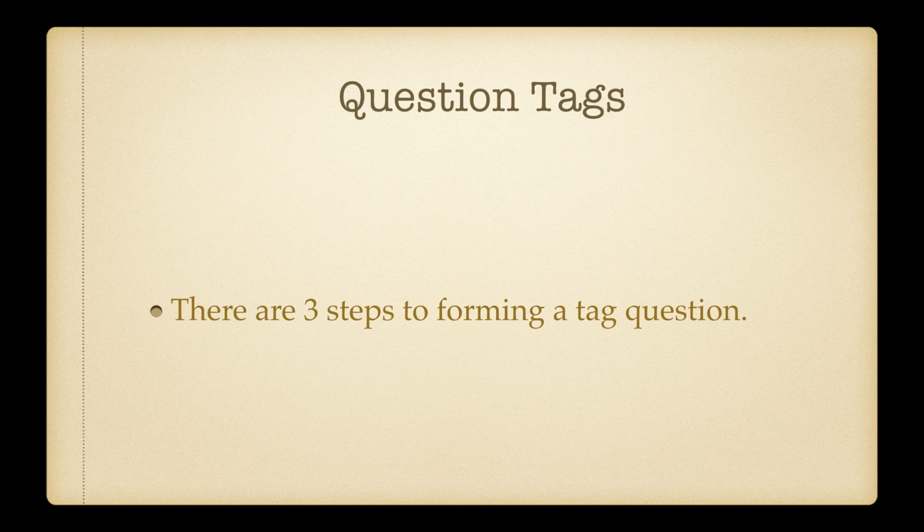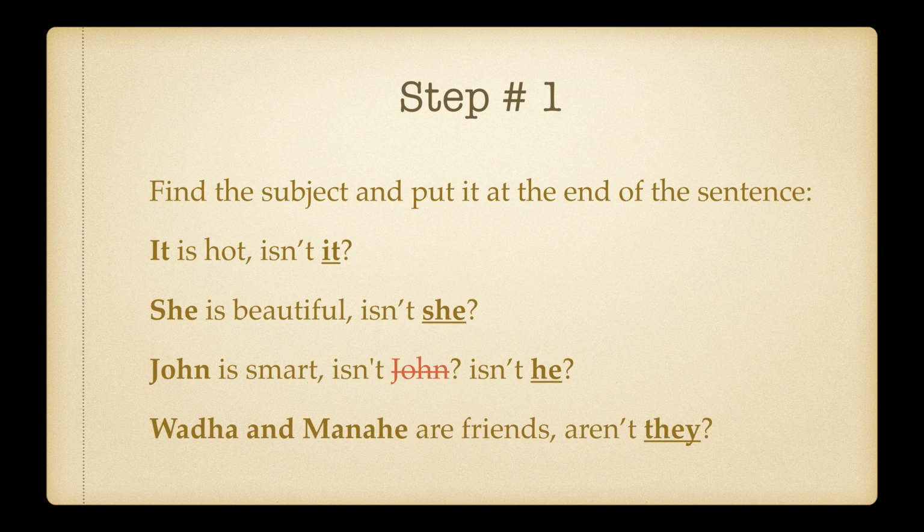Let's keep going. So, to make it simple, I want to give you 3 steps to make a nice tag question, okay? Step number 1, find the subject or what you're talking about and put it at the end of the sentence. So, like this one, it is hot. The subject is it. We put it at the end. She is beautiful. Put it at the end.